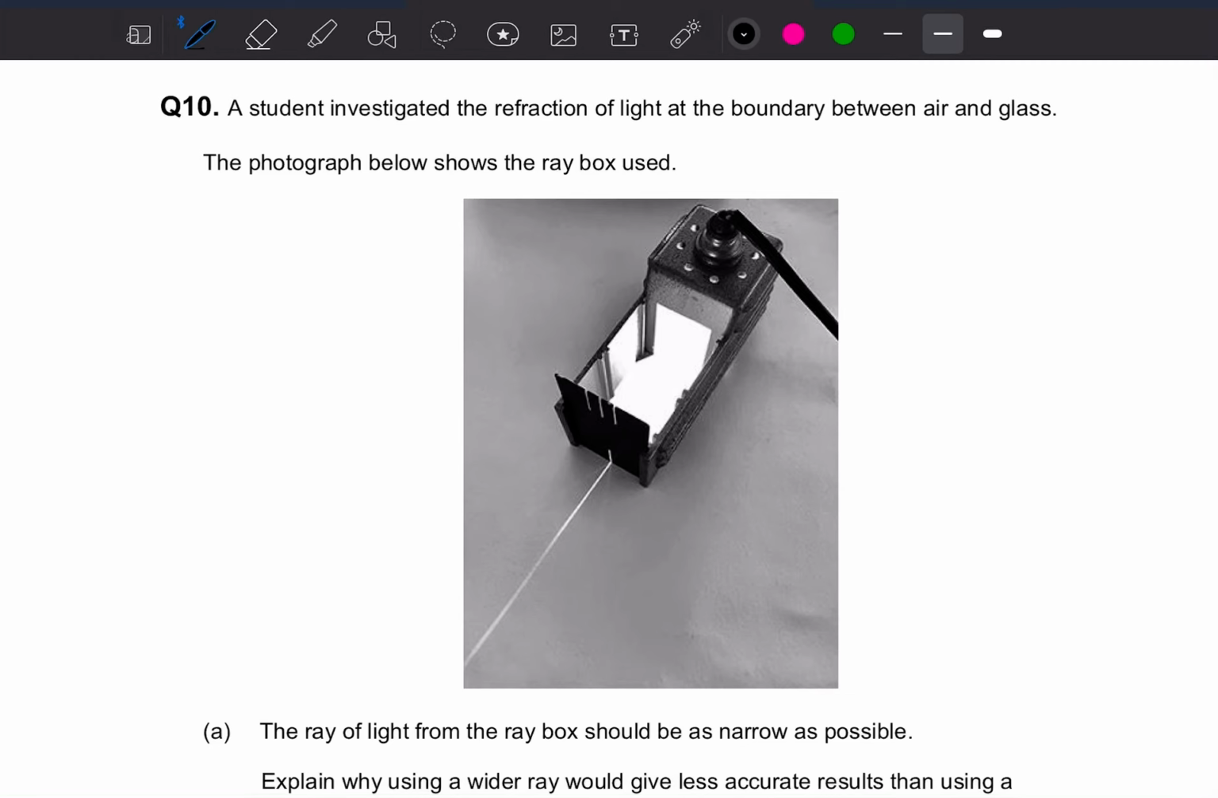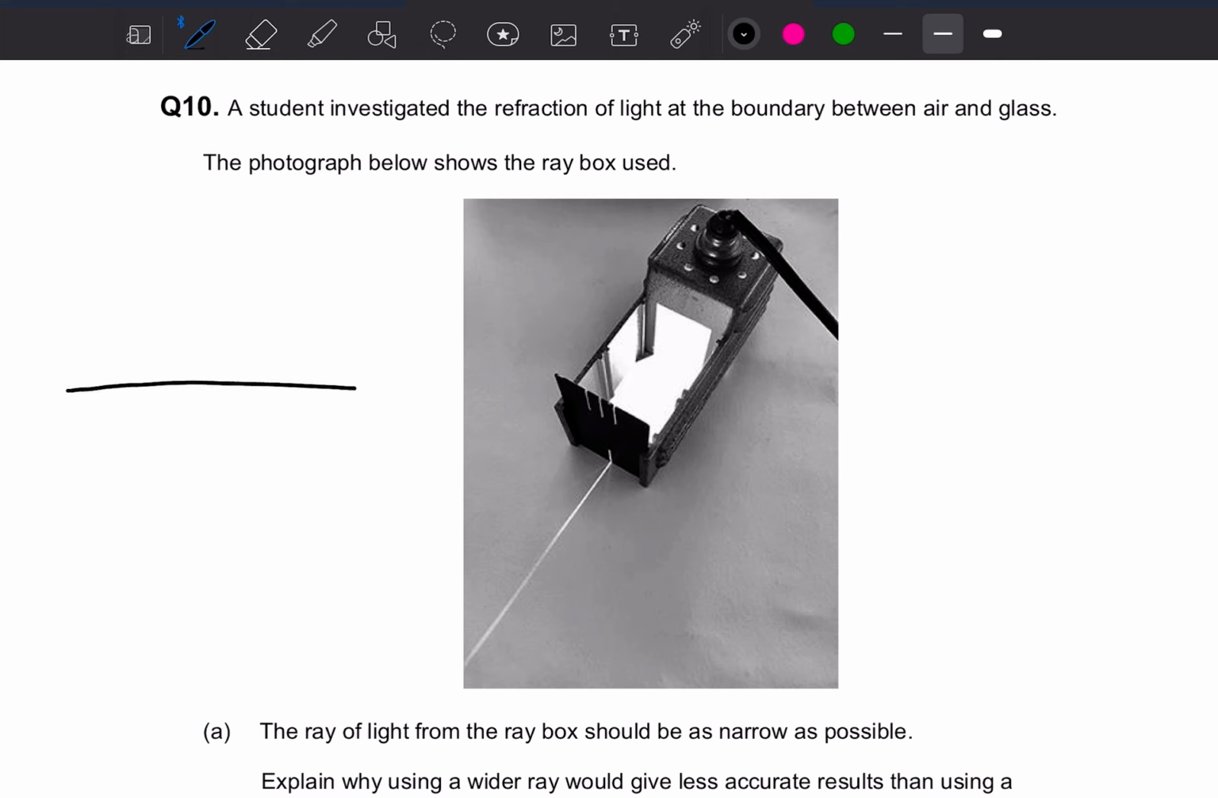Okay, question 10. So this is the required practical. I really wanted to make sure I had this video done and ready for you the night before the exam at least, because we know there's going to be a question on refraction and reflection on the triple paper. So this is one on refraction, but reflection is dead easy. So before we start on the refraction, I'll show you about reflection.